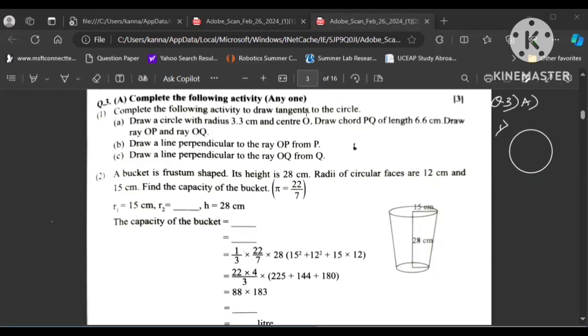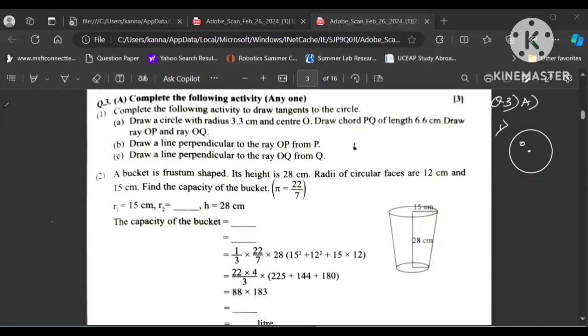Complete the following activity to draw tangent to a circle. Draw a circle with radius 3.3 centimeter. Imagine I've drawn a circle of radius 3.3 centimeter. Draw circle radius and center O. Okay, this is my center O. Draw chord PQ of length 6.6 centimeter.